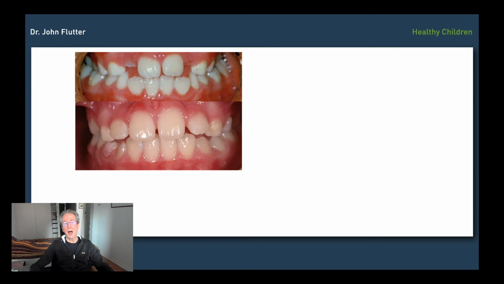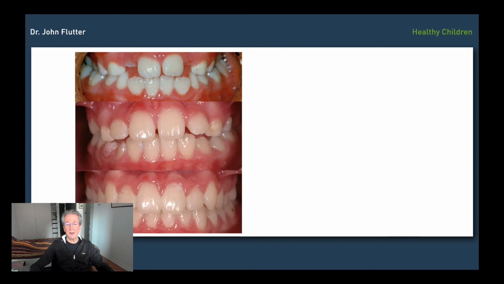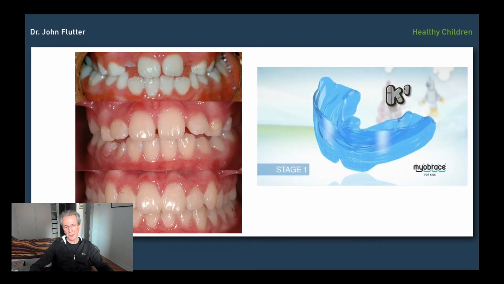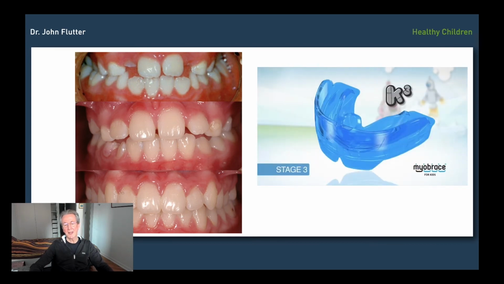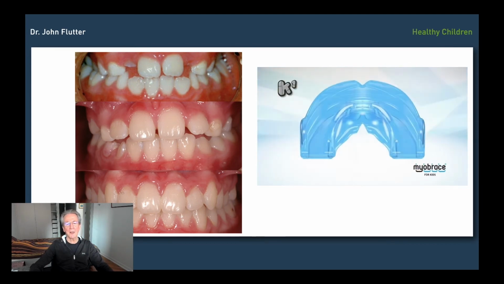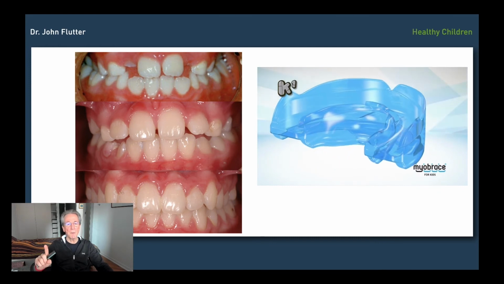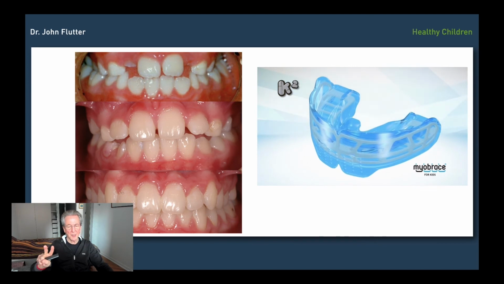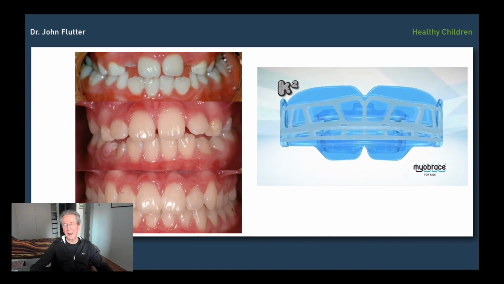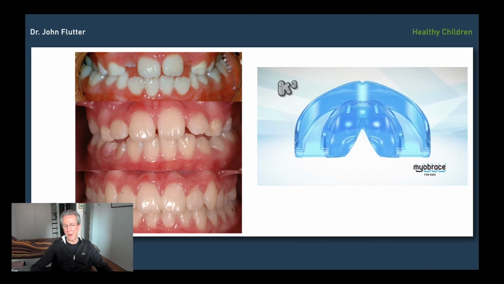And then the hard work begins, because then what we have to do is to train the tongue to support that. That means establishing nasal breathing. That means establishing lip seal. That means establishing tongue in the roof of the mouth posture. The purpose of the Myobrace is to do two things: to train the lips to be together and the tongue to be in the roof of the mouth.